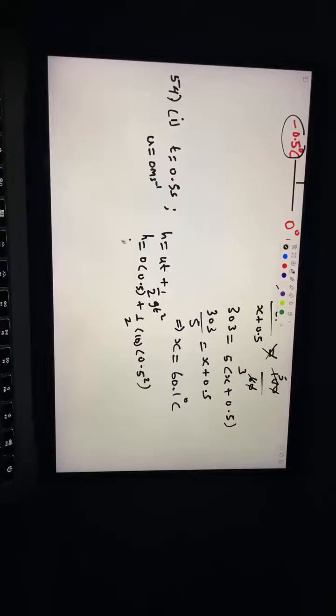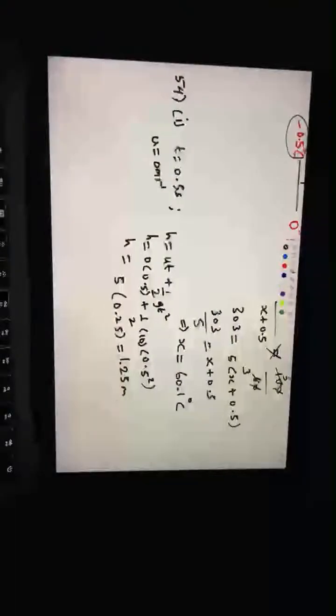So this part will be 0. That means h will be, 2 goes into 10, that's 5. Then 0.5 squared is 0.25. Then when you do 5 times 0.25, you get 1.25. So the correct answer to that one is 1.25 meters. That's the height it fell from.